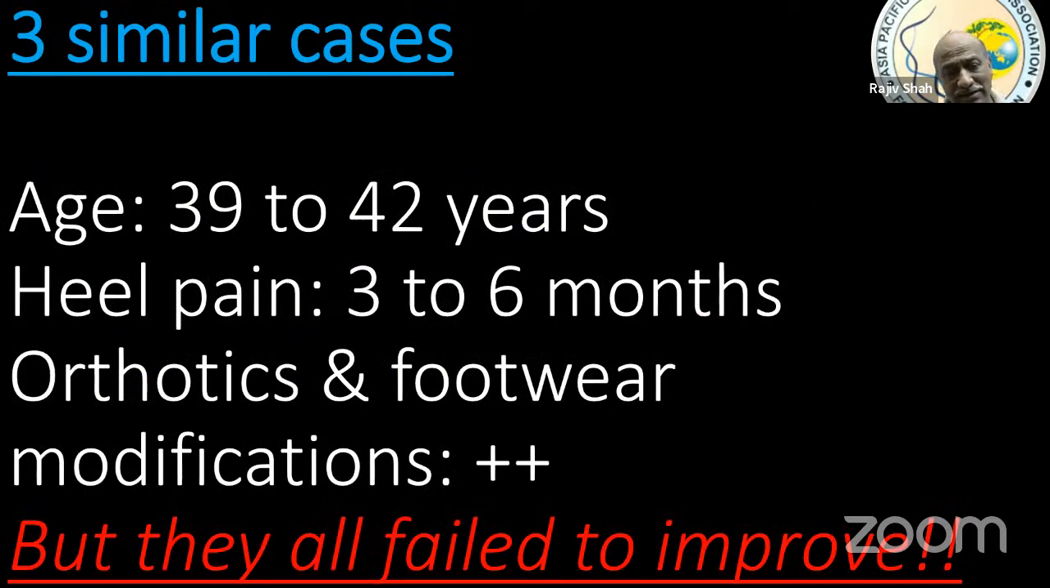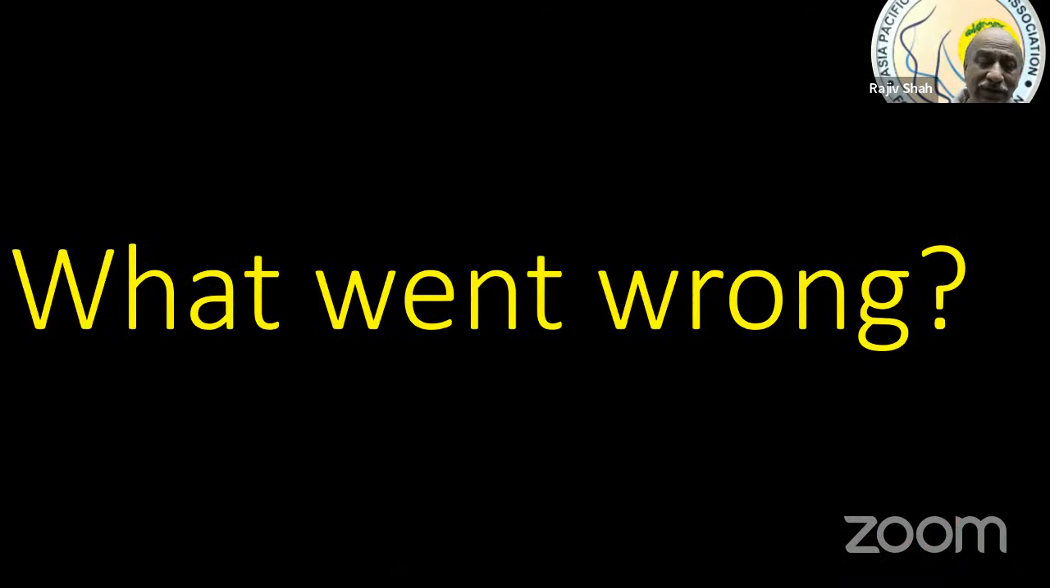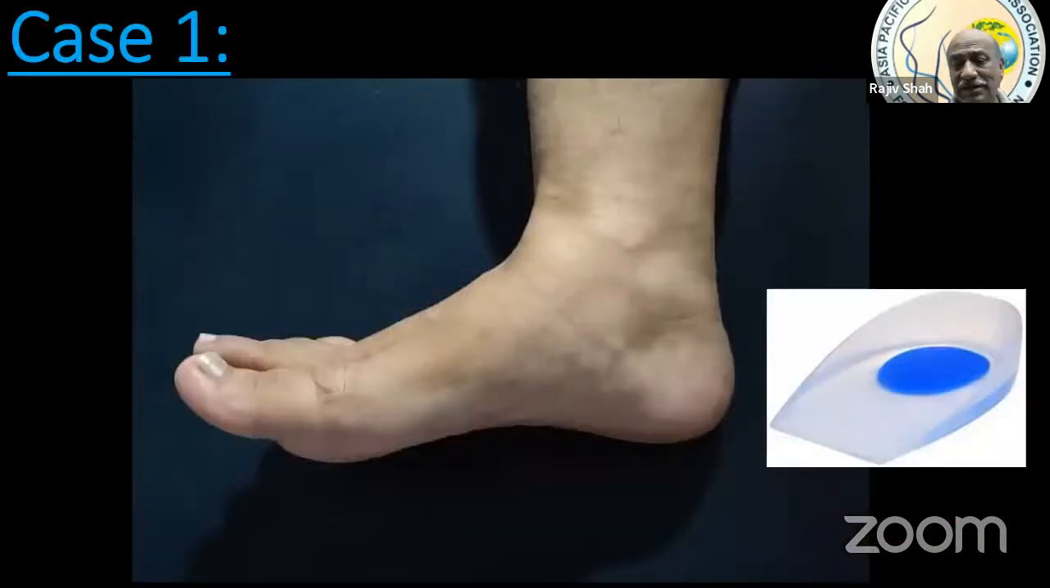Three similar cases, right? Heel pain of 3 to 6 months. Orthotics and footwear modifications given, but they all failed to improve. Now, any guesswork as to what must have gone wrong? This is case one. Any guesswork?